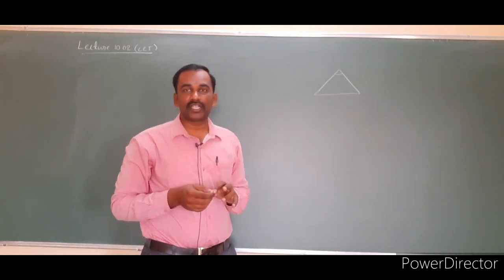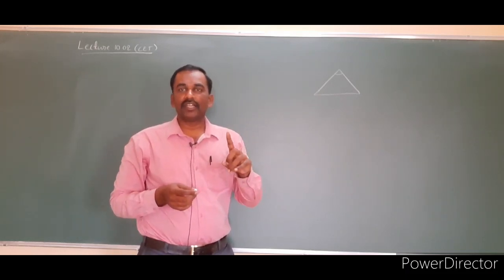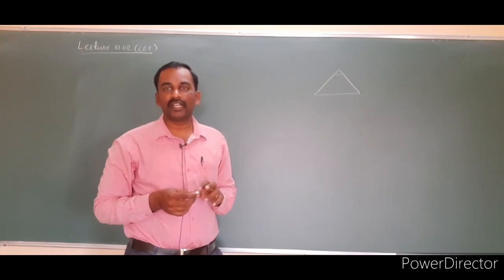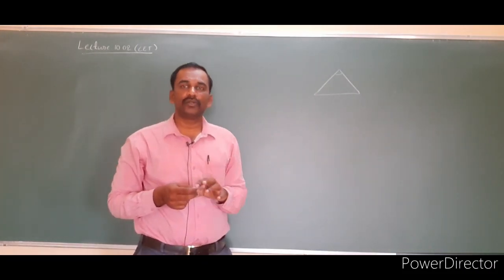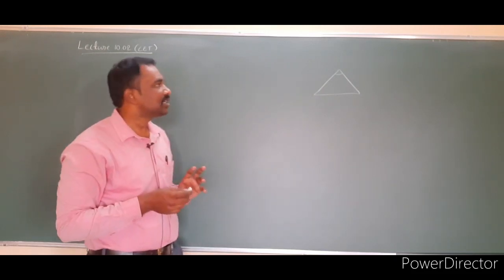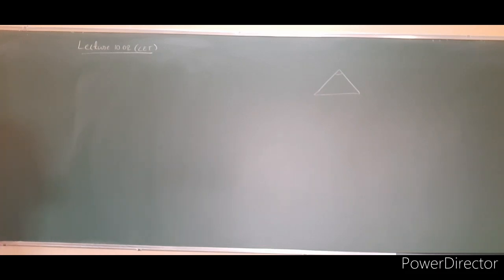Next, the excenter of the triangle. What is meant by the excenter of the triangle? One interior angle bisector and two exterior angle bisectors. The point of concurrence of one interior angle bisector and two exterior angle bisectors is said to be the excenter of the triangle. Now, in the same manner, I am going to the next thing, that is the orthocenter of the triangle. What is the orthocenter of the triangle?